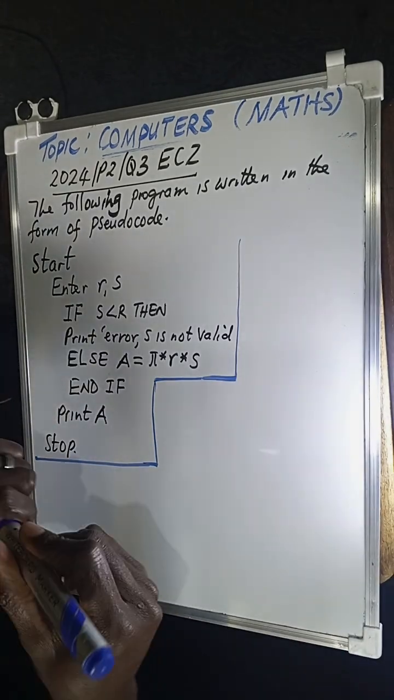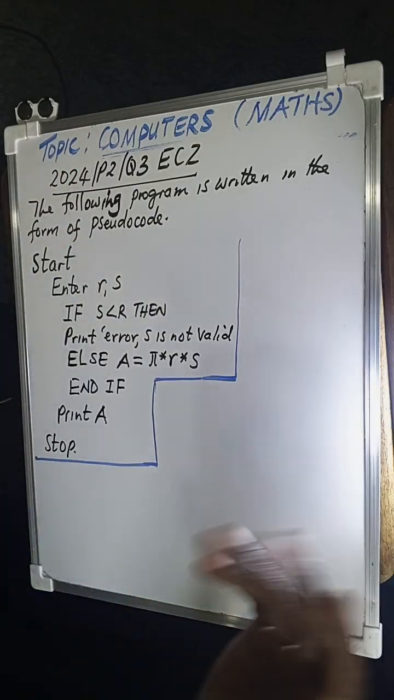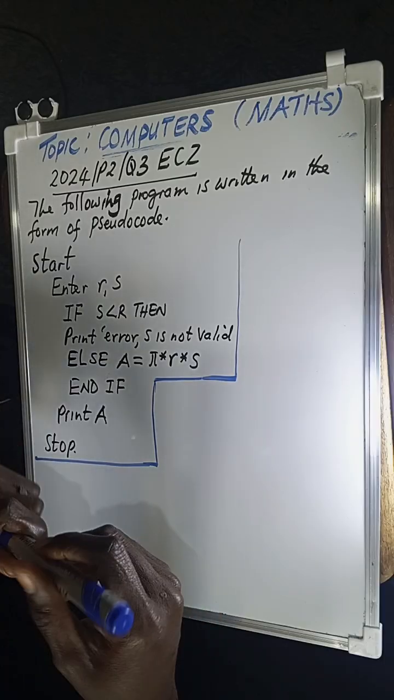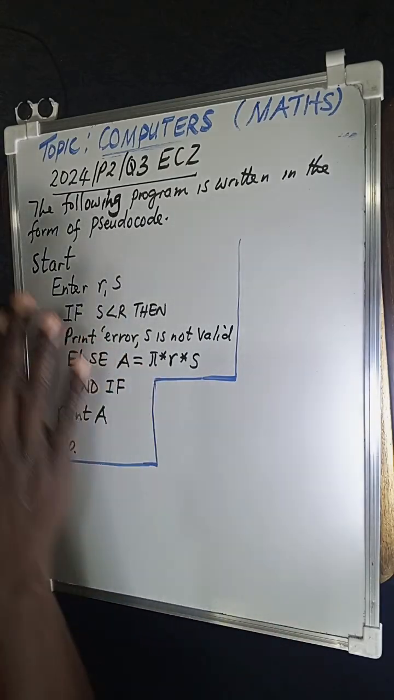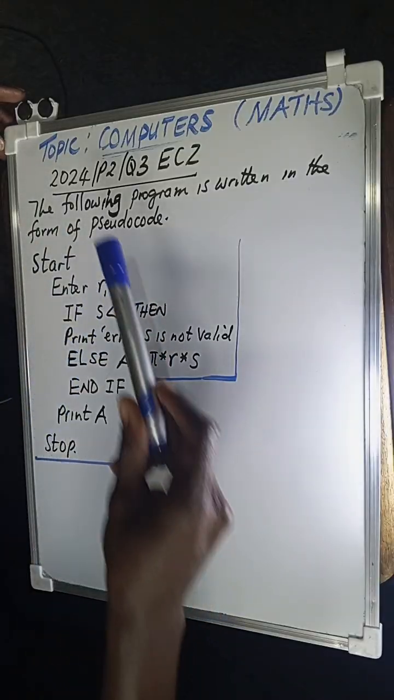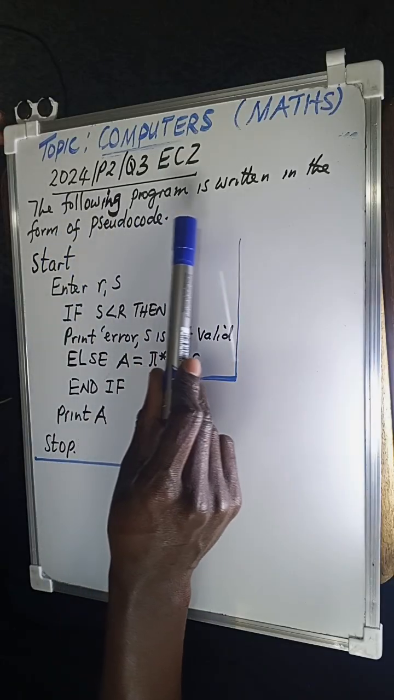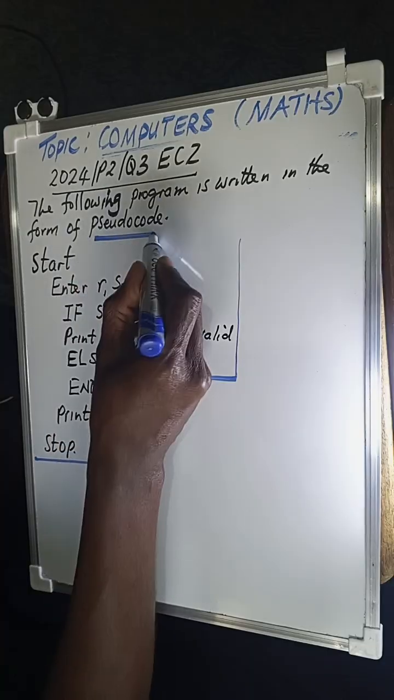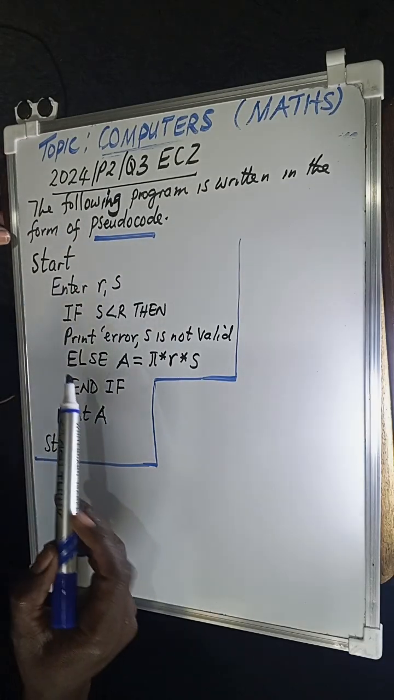So I want to welcome you again to another segment, but for computers, on how to draw, to construct or write down what we are calling a flowchart from a pseudocode. So this is the 2024 paper 2 question 3 ECZ question that said the following program is written in form of a pseudocode. So they told you this program is written in form of a pseudocode. So this is how a pseudocode appears.